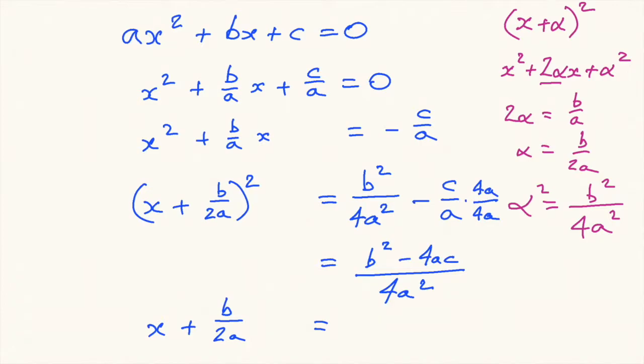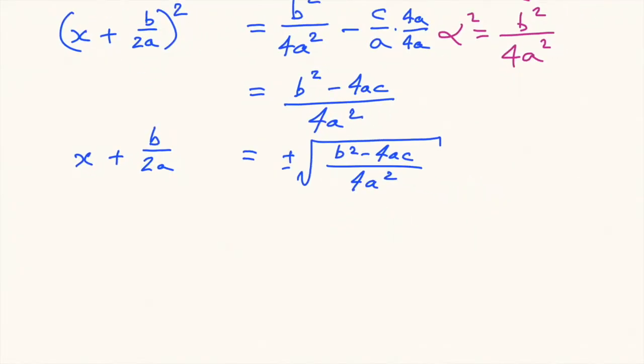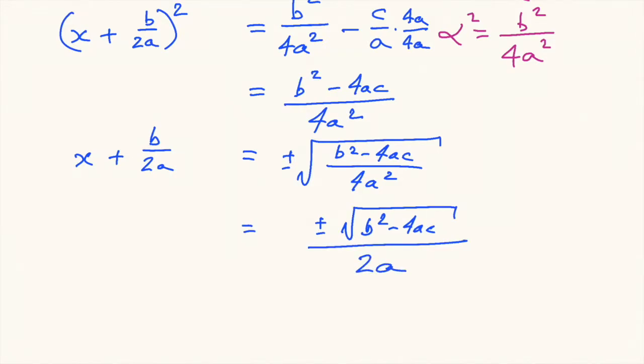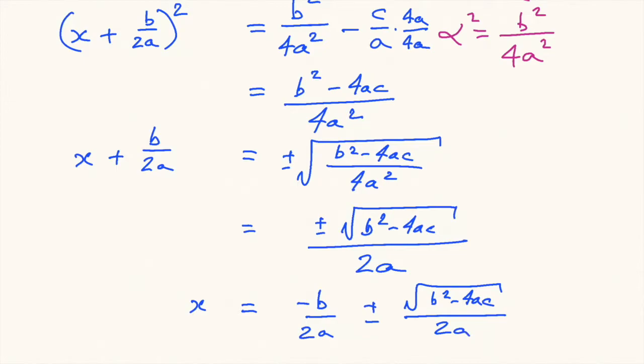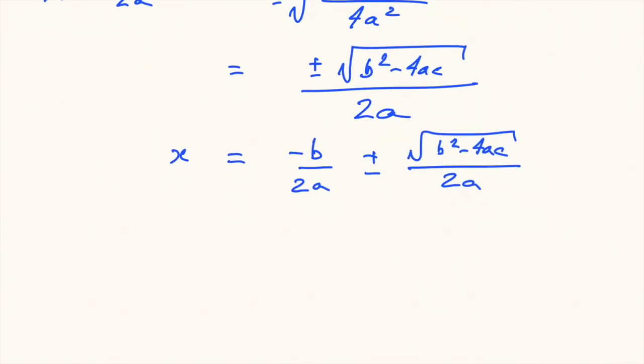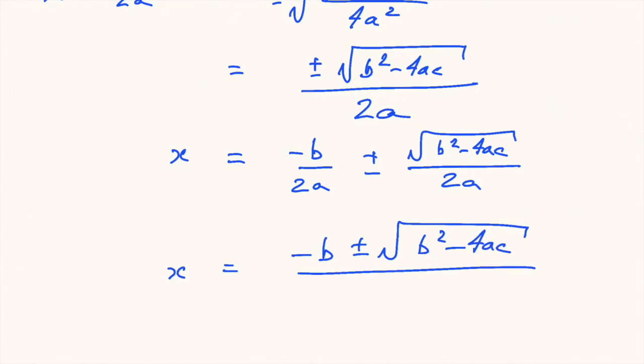And this is going to be plus or minus the square root of all of this. We can see that this will be plus or minus the square root of b squared minus 4ac over 2a. Let's now subtract b over 2a from both sides. We already have a common denominator here, and so we're able to say that x equals minus b plus or minus the square root of b squared minus 4ac all over 2a. And this is the quadratic formula that we're looking for.